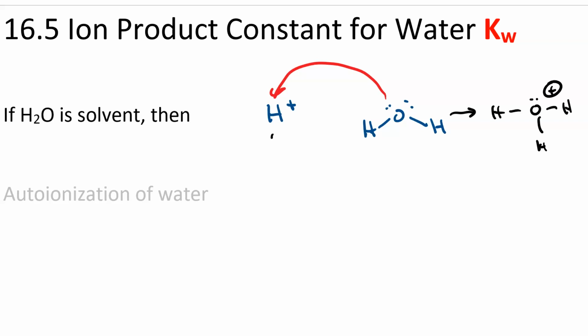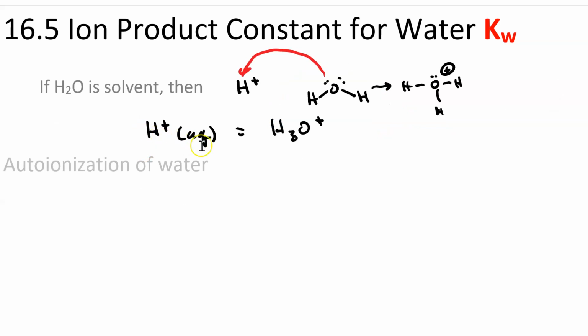So, H plus is the same thing effectively as H3O plus when we're in water. So an aqueous H plus ion is really the same thing as an aqueous H3O plus ion. And you can use them interchangeably.